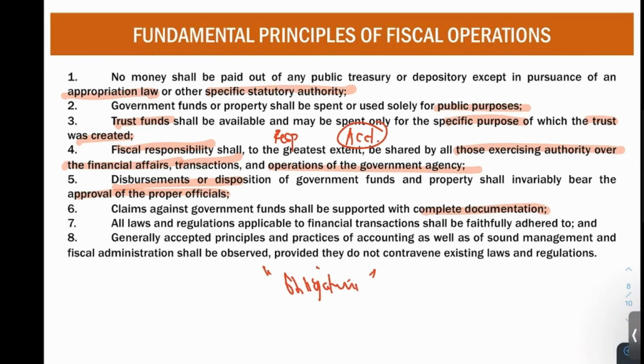It is always through an obligation or a liability. And before you can claim that obligation or payment of obligation, there must be complete documentation and there must be an approval for the disbursement on the payment of that obligation. Number seven, all laws and regulations applicable to financial transactions shall be faithfully adhered to.